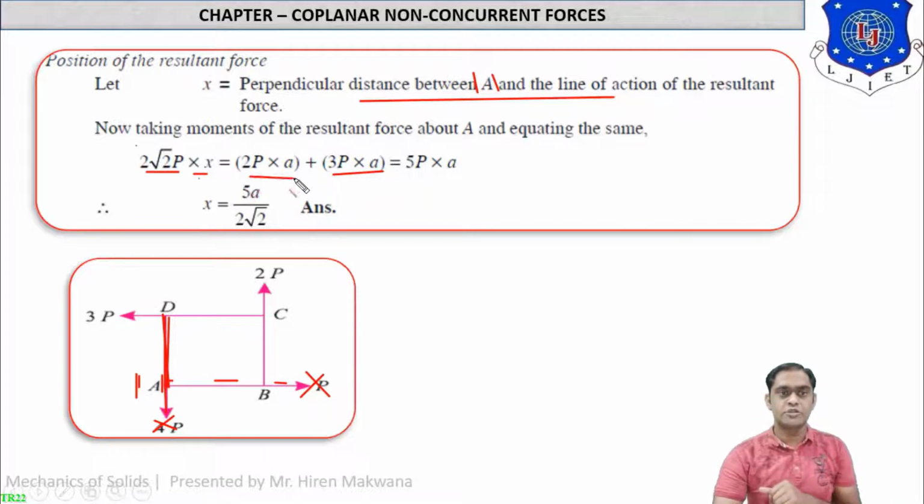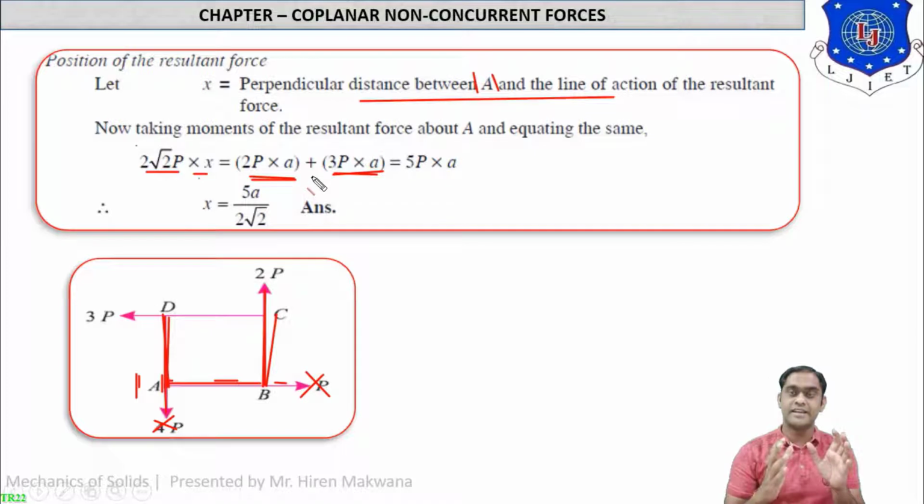The other force is 2P. This is the vertical force 2P; by extending, this is 2P. The perpendicular distance is also the side of the square, which means A. It is also rotating anti-clockwise about point A, so the answer will be 2P into A. Both the moments, 2P into A and 3P into A, are anti-clockwise, so both values are taken as positive.